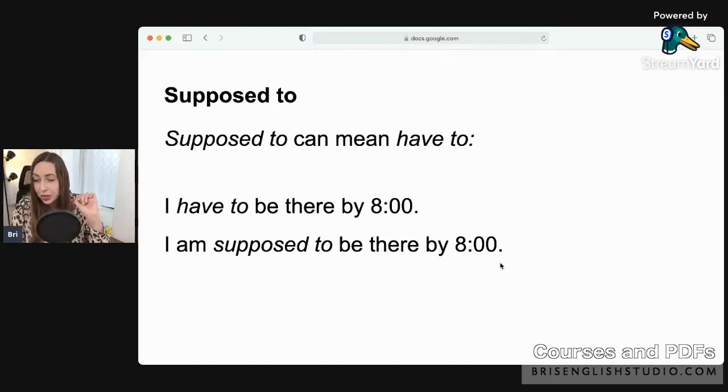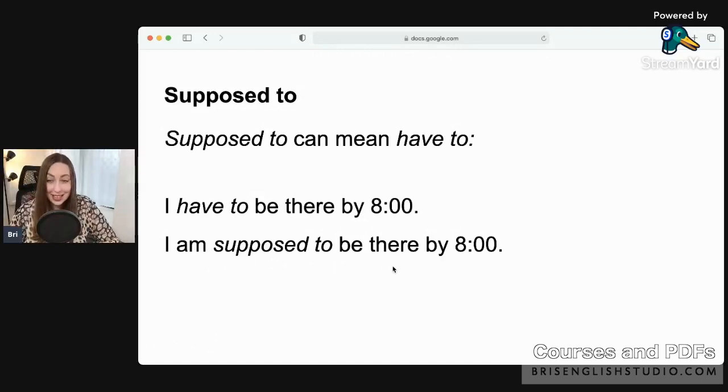Supposed to and should, are they the same? Devashka asked a question. It's similar to should, but in this case, more like have to, like you don't really have a choice, but should sometimes is used in the same way. Yes. So here, don't forget that we're going to use a be verb before supposed. So it's to be supposed to plus verb. So I am supposed to be there by 8 o'clock.